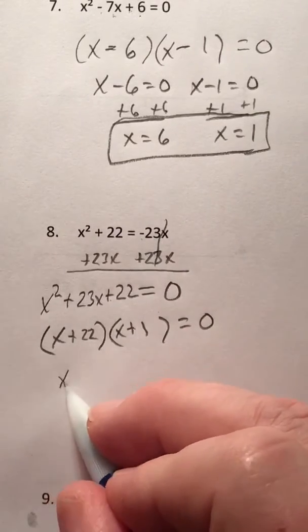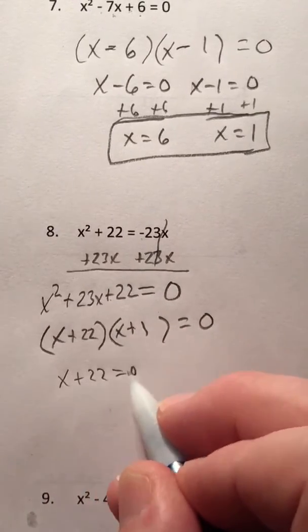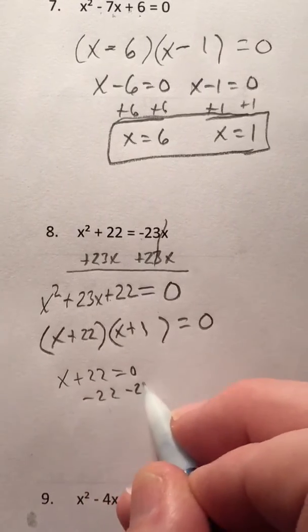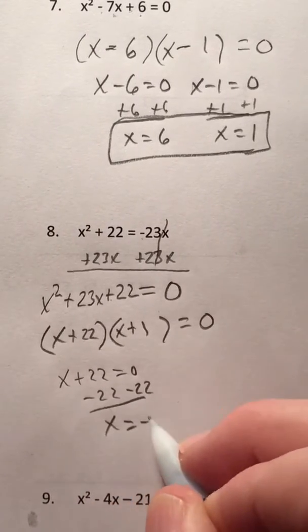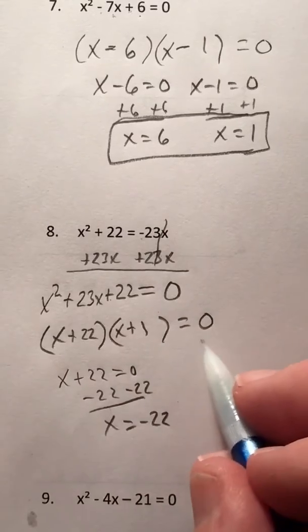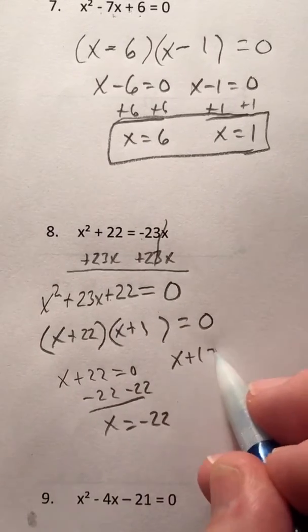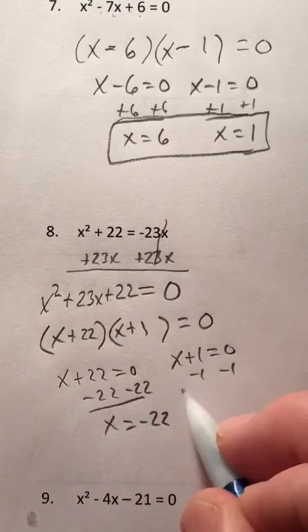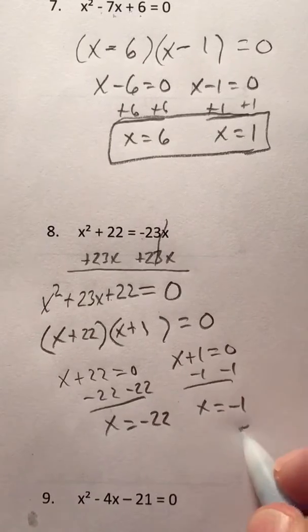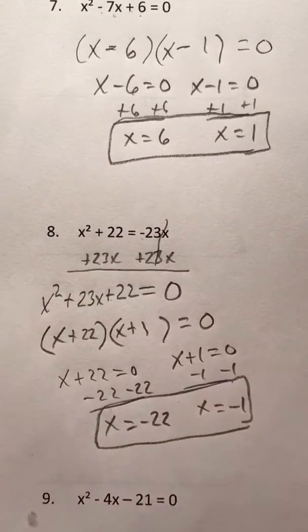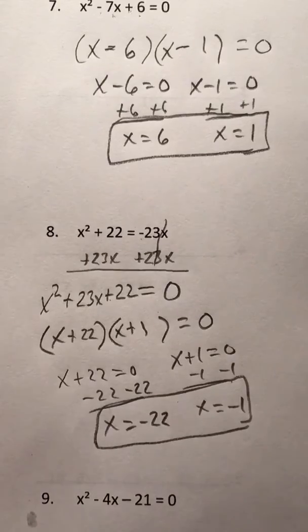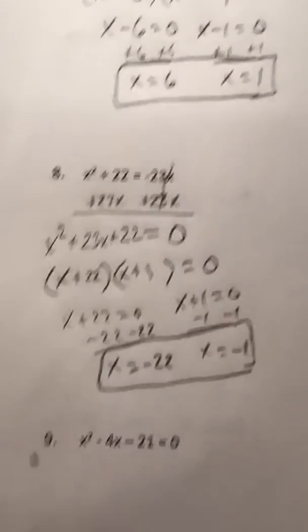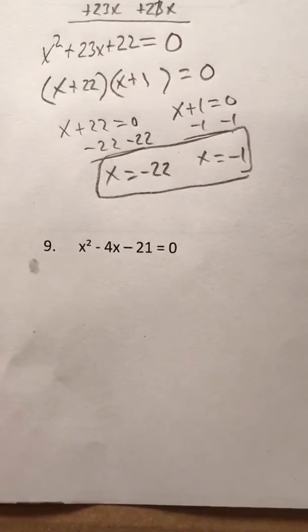So now we take x plus 22, set that equal to 0, subtract 22, and we get x equals negative 22. Then we take our x plus 1, set that equal to 0, minus 1, and we get x equals negative 1. So we have our two answers, x equals negative 22 and x equals negative 1.